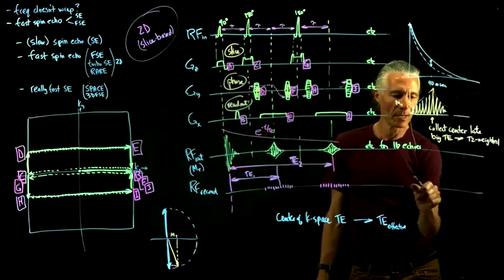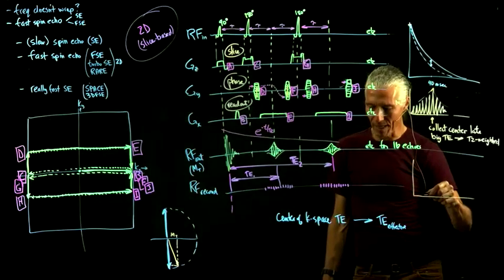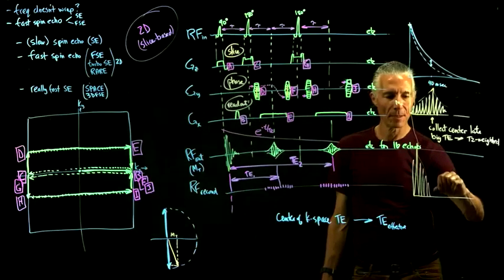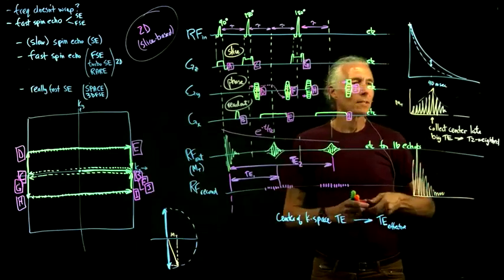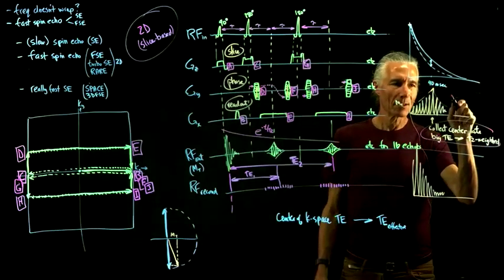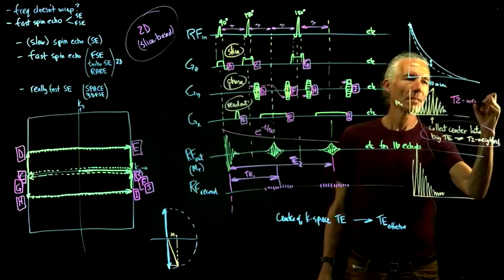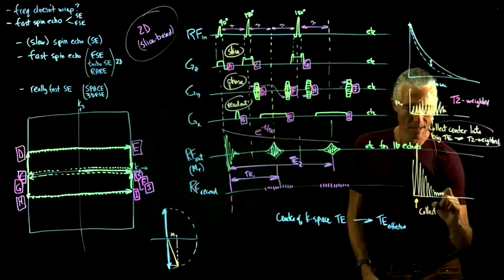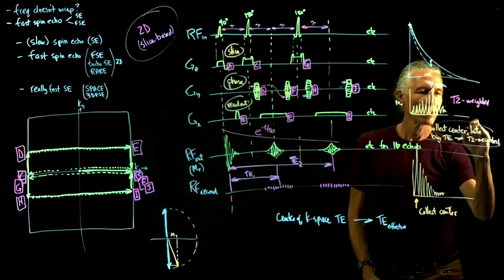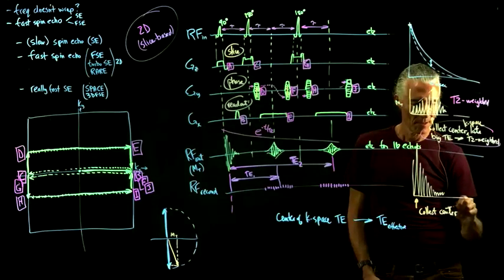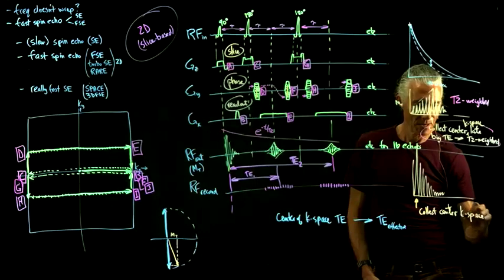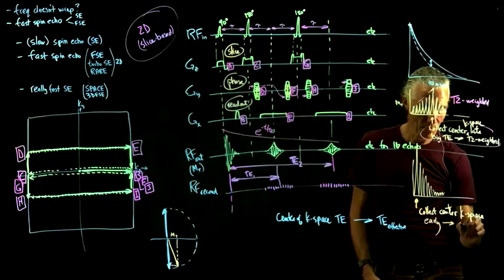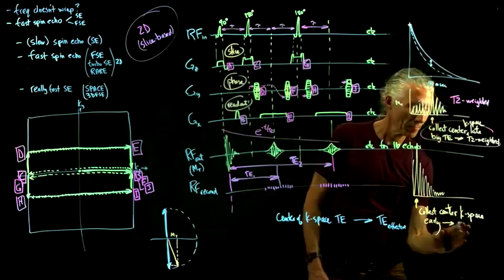But alternatively, what we could do is collect the center of k-space at the very beginning, in which case we get a really big echo. And then we would get a proton density weighted one, and then collect other parts of k-space later. So if we collect the k-space center late, we get a T2 weighted. If we collect the center of k-space early, then there hasn't been much time for contrast, and so we get a proton density weighted. So this guy, PD.